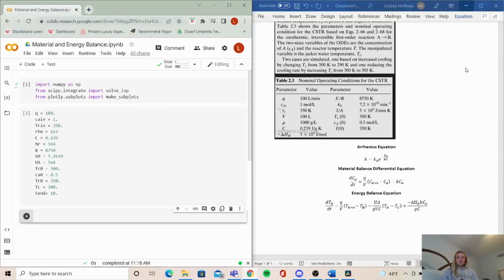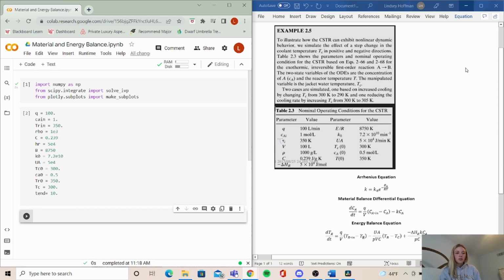So now we're ready to begin our coding. I've already started our code a little bit, imported numpy, scipy integrate as solve IVP function, and plotly subplots, because we're going to be using those throughout our code. We're going to be using the solve IVP because we have our differential equations. And then I've also typed up all of our given values that were given in table 2.3 of our problem.